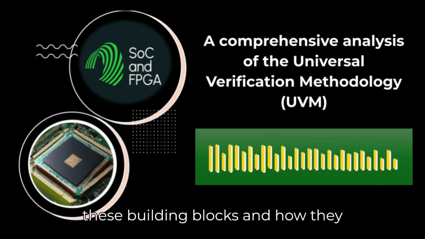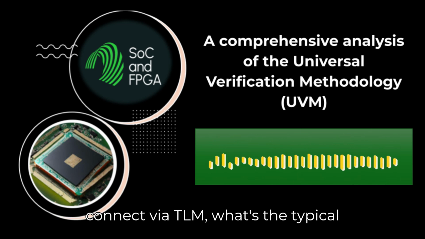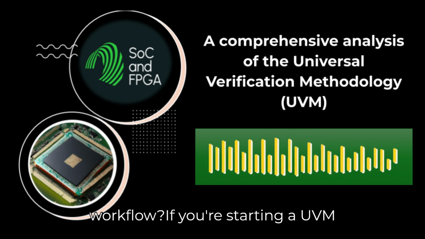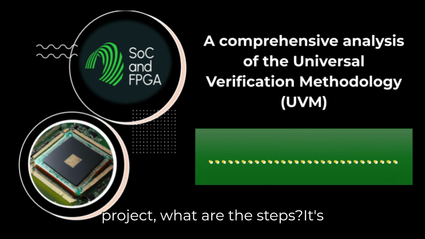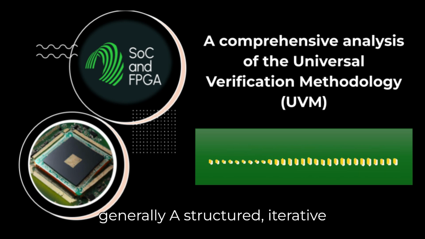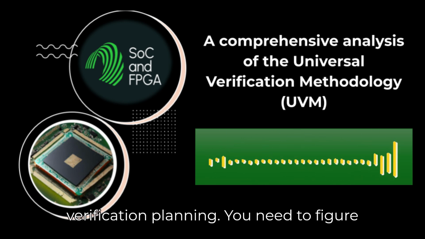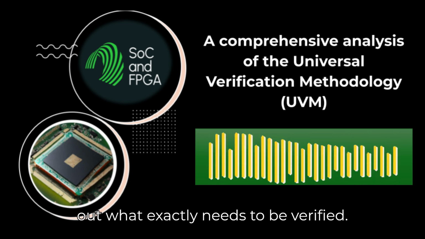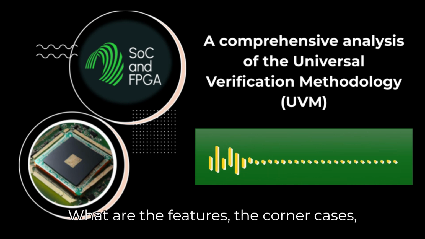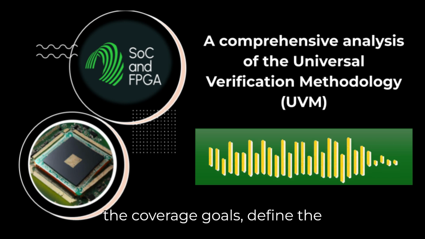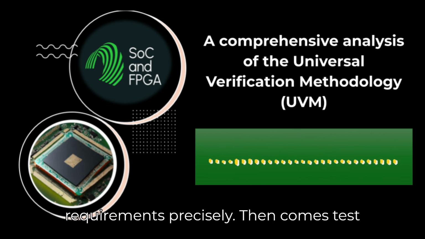Okay, so once you understand these building blocks and how they connect via TLM, what's the typical workflow? If you're starting a UVM project, what are the steps? It's generally a structured, iterative process. First step is always verification planning. You need to figure out what exactly needs to be verified, what are the features, the corner cases, the coverage goals. Define the requirements. Precisely.